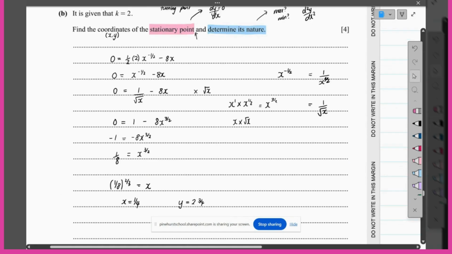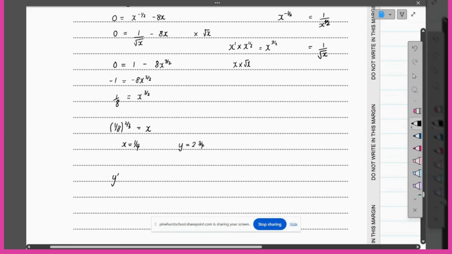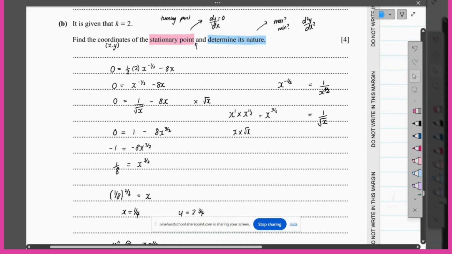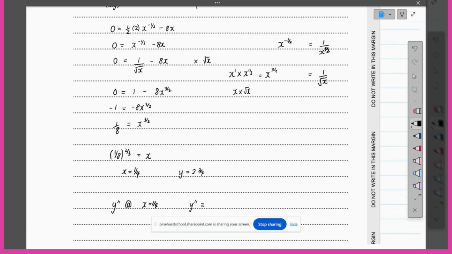Lastly, we have to determine the nature. So we need to look at the second derivative when x is 1/4. And I can't remember what the second derivative is, so it's a -1/4 k.